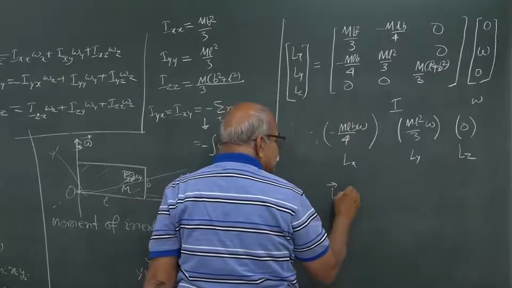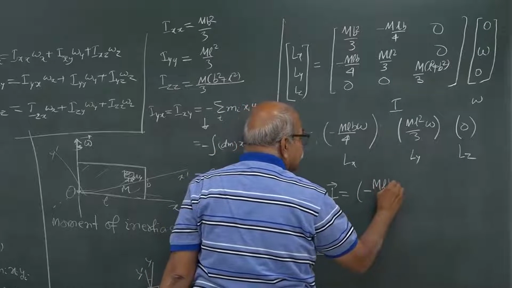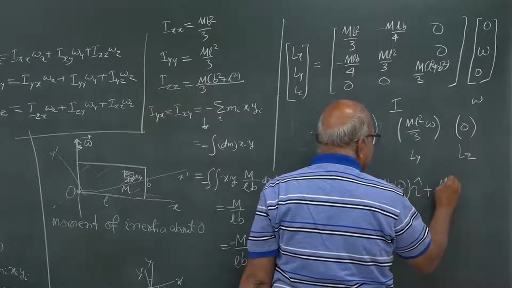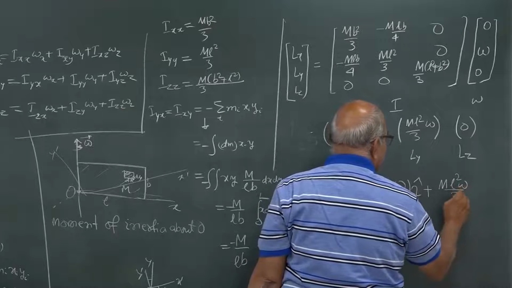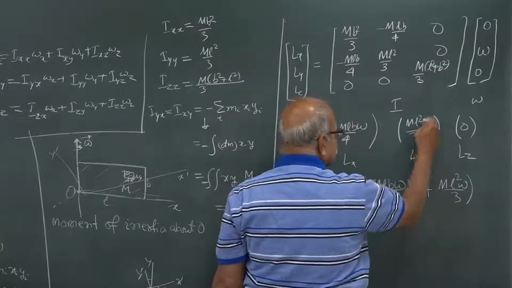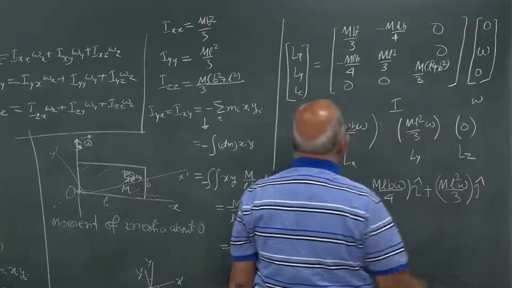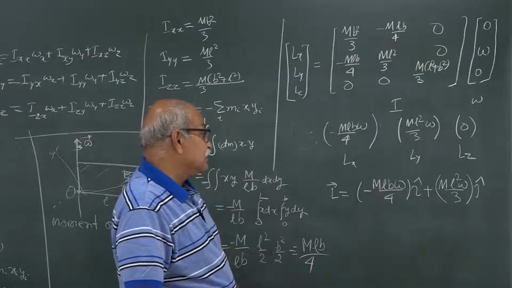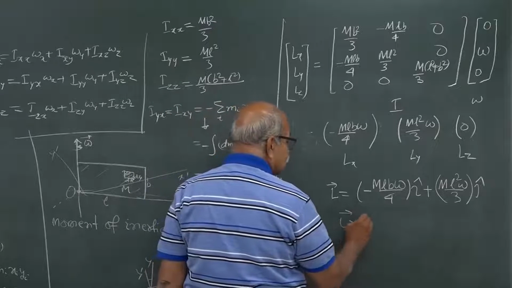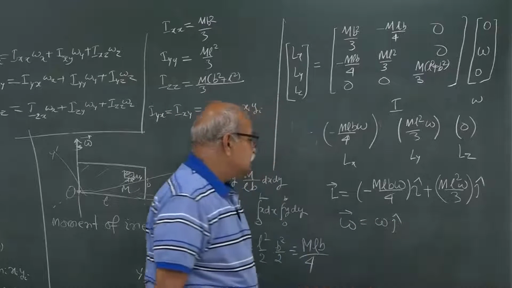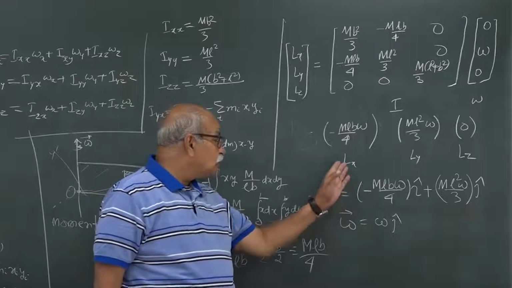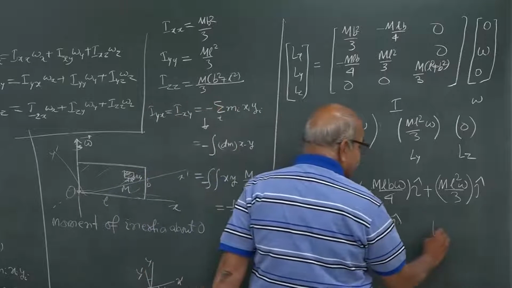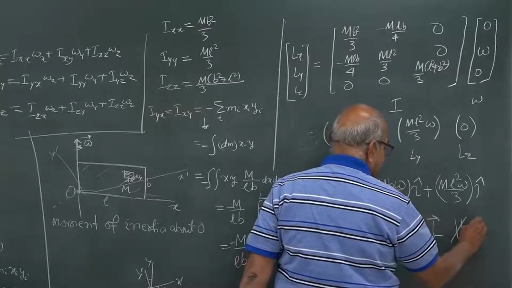So, that means L is minus m L b omega by 4 i cap plus m L square omega by 3 j cap. Okay, this is it. So, this is L vector. Omega was omega j cap. You can see that L is not parallel to omega.